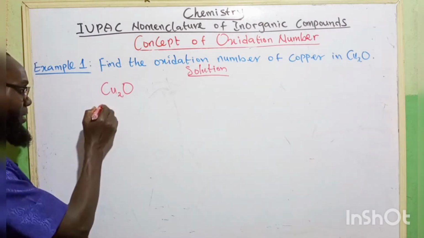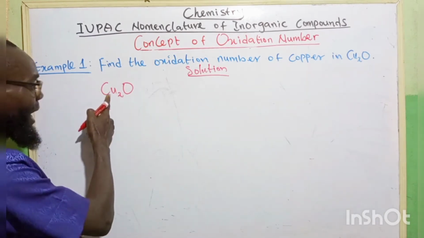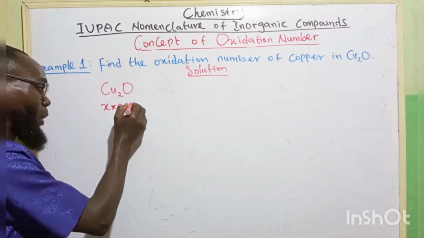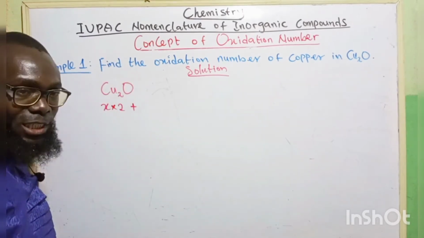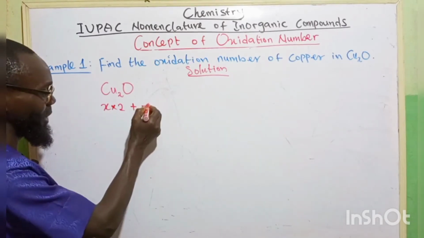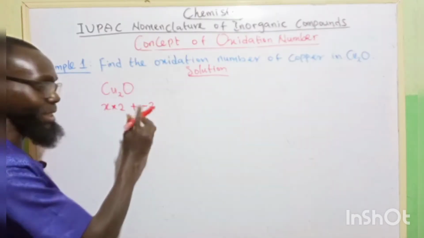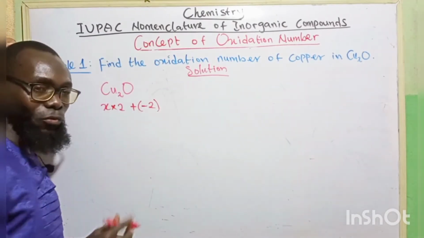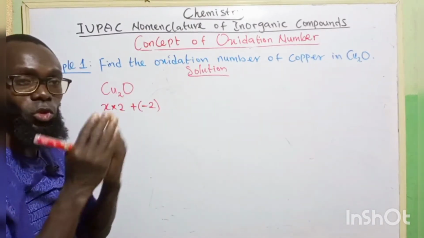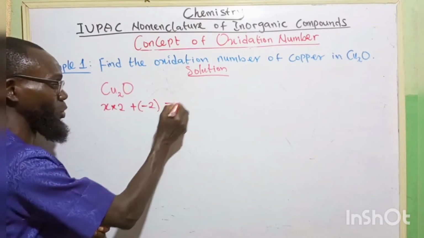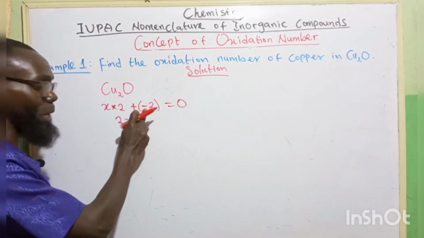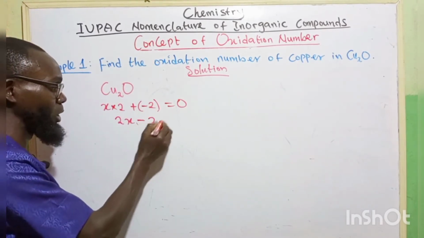Let's say x. This copper has a subscript of 2, so it's binary, multiplied by this 2, plus the oxidation number of oxygen, which, as we've learned from our previous class, in a binary compound is equal to -2. When positive and negative meet, you open the bracket and close it. And don't forget, in our previous class, we said the oxidation numbers in a molecule add up to 0. So we have x multiplied by 2, 2x, plus 1 multiplied by negative 2, equals 0.